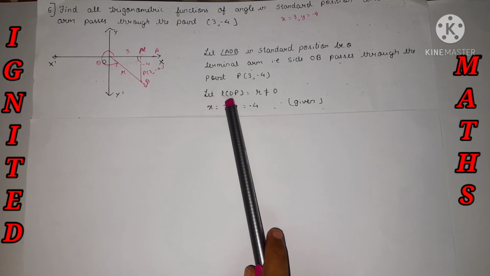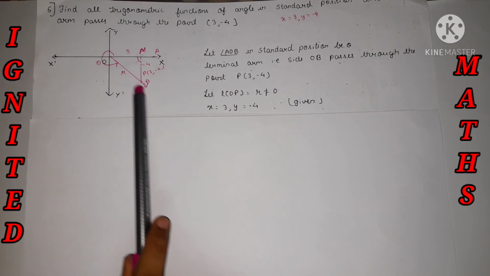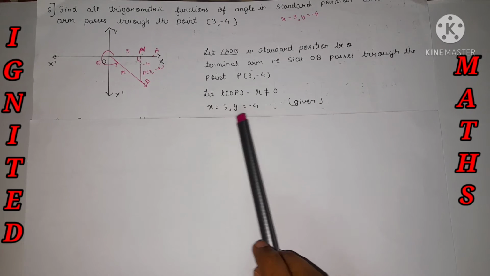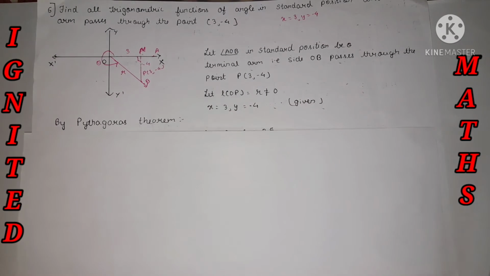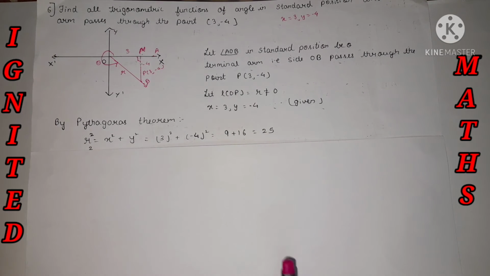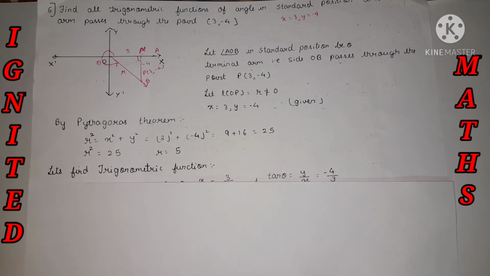Now the length of OP is r, which is not equal to 0. We just need to find the r value, and we know the x and y values, that is 3 and -4, already given in the question. So by the Pythagoras theorem, we can find the r value. The formula is hypotenuse square is equal to side 1 square plus side 2 square. So r square is equal to 25, so the r value is equal to 5.